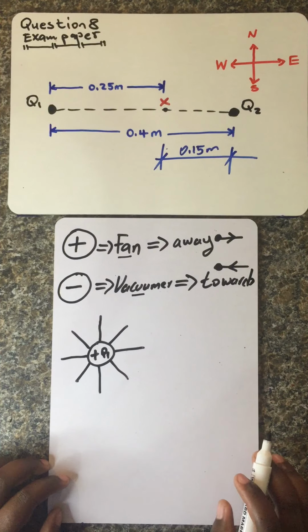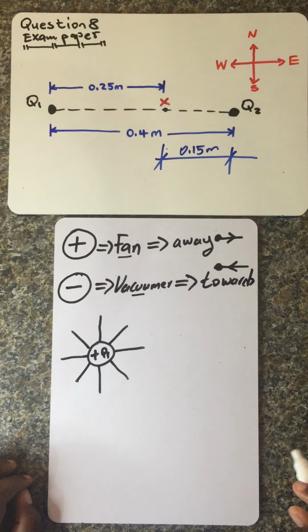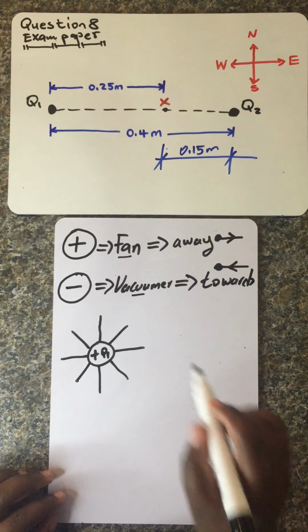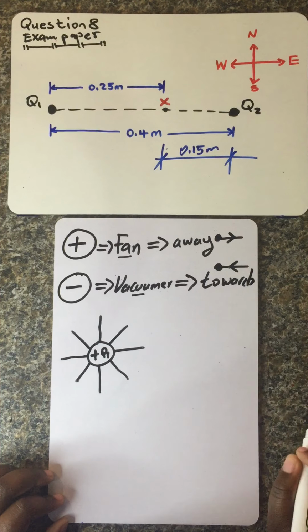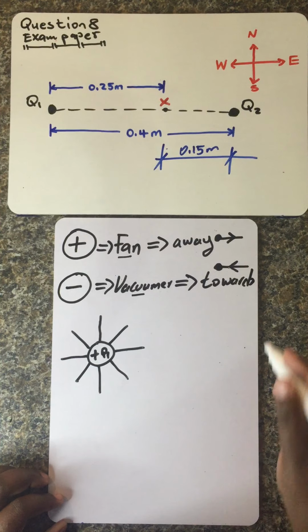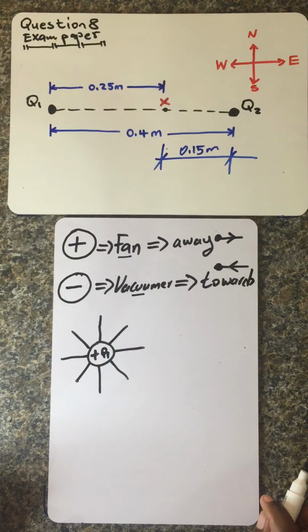That's why we indicate by means of an arrow that it's away from that point charge. Now with regards to a vacuumer, it's actually pulling some air towards itself. Very, very important, guys. I think you now have an idea of where I'm going.